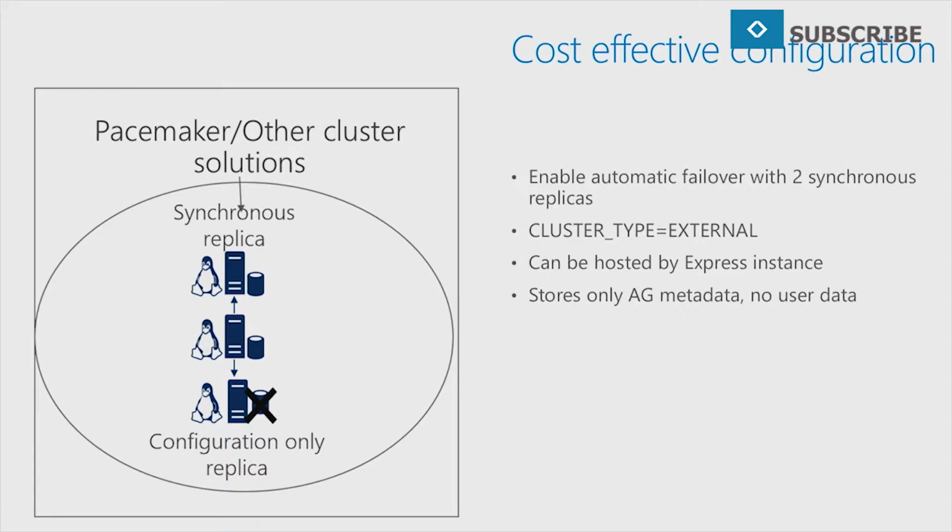So starting with SQL Server 2017 CU1, we enabled customers to use a SQL Server instance, including Express, to host a configuration-only replica. A configuration-only replica will not receive any user transaction traffic. It will only receive updates and store the availability group configuration in a synchronous mode. So the solution solves the cost aspect, as SQL Express is free and has minimum hardware requirements.